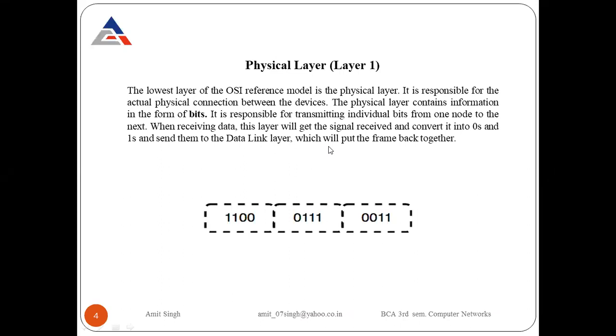Whenever we are on the receiving side, the layer gets the signals received and converts them into zeros and ones. These signals are converted into bits, and this layer can combine all the bits into a single form. As shown in the diagram below, these 1100, 0111 and 0011 are the bits. So the physical layer deals with bits. This is all about the physical layer.